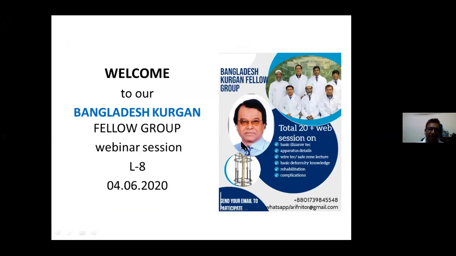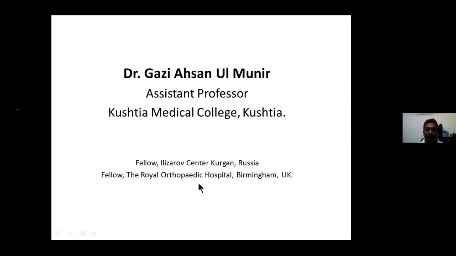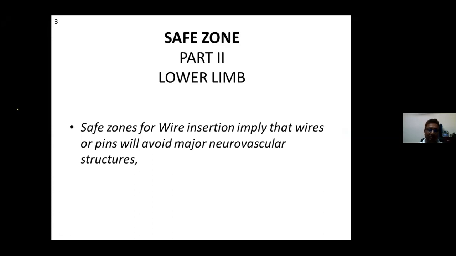Assalamu alaikum and good afternoon. Welcome to our Bangladesh Kurgan Fellow Group webinar session, lecture 8. Already we have learned about the basic Ilizarov frame and its components, and also the safe zone of the upper limb from the previous lectures of Dr. Shetu. Today, Dr. Gazi Hassan Munir will talk about the safe zone of the lower limb. What is the safe zone? Safe corridors are areas through which pins and wires can be safely inserted without injuring the major neurovascular structures.